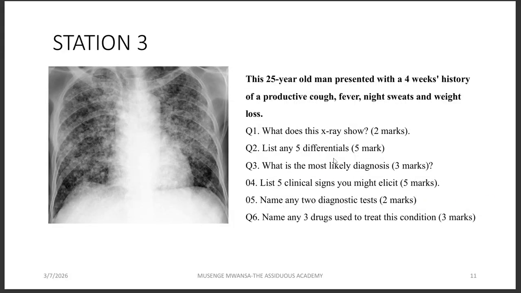And then list five clinical signs you might elicit in someone that has TB. Always, when they ask you a question like that, think of inspection, palpation, percussion, and auscultation. So, what are the possible findings you are going to have on inspection, percussion, palpation, and auscultation? Any five signs you look for? Someone with TB. Oh, we don't know TB well. Which is the commonest condition, especially if we are in Unity 3, isn't it?